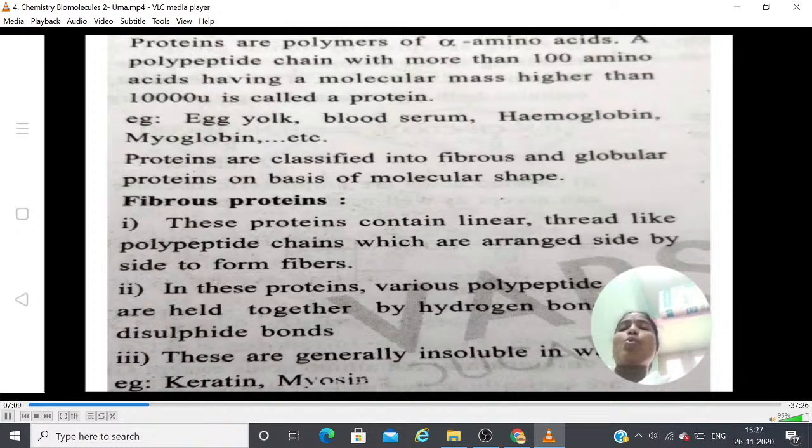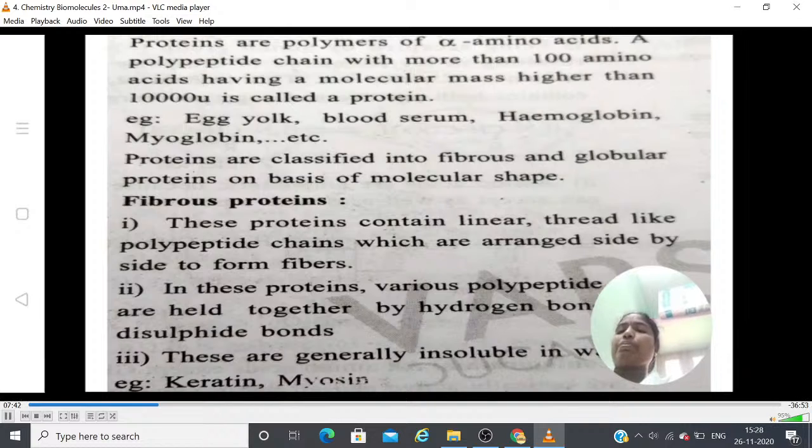These two are classified based on molecular shapes. So let us discuss the first one, fibrous protein. What is a fibrous protein? These proteins contain linear thread-like polypeptide chains which are arranged side by side to form fibers. Again I repeat, these proteins contain linear thread-like polypeptide chains which are arranged side by side to form fibers.